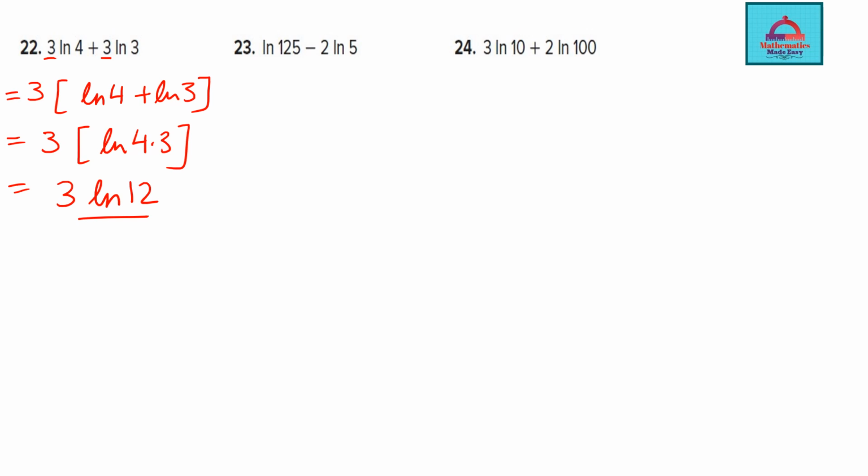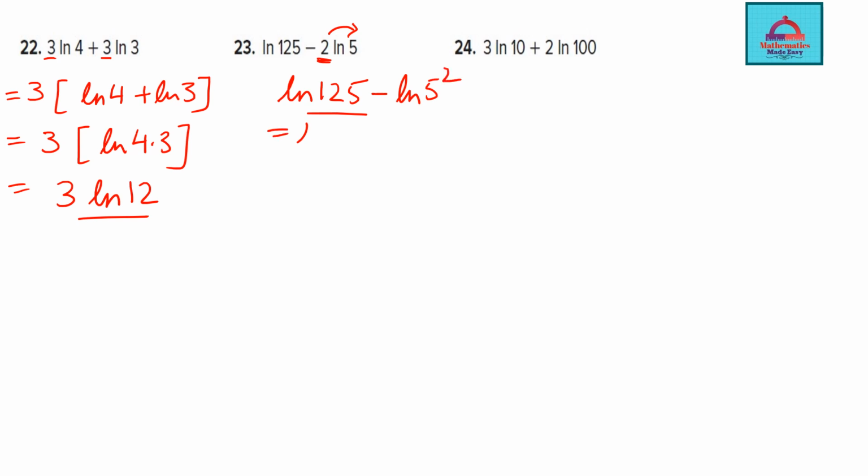Let's proceed to question 23. Here you see a negative sign with the ln, so that means it will change to division. So ln 125 divided by this. Now before we divide, we can apply the property. So I can write this 2 in the power. Let's add one more step: ln 125 minus ln 5 square.